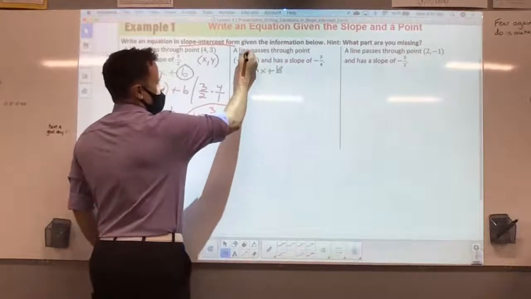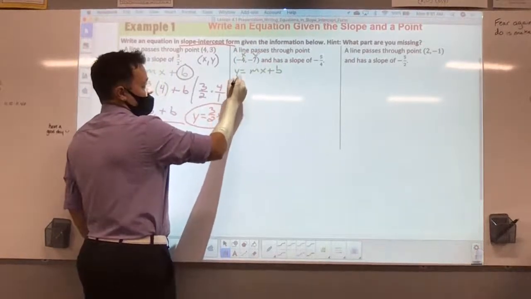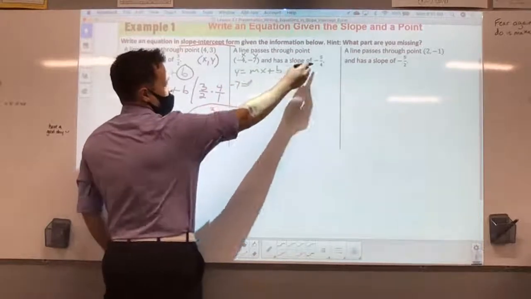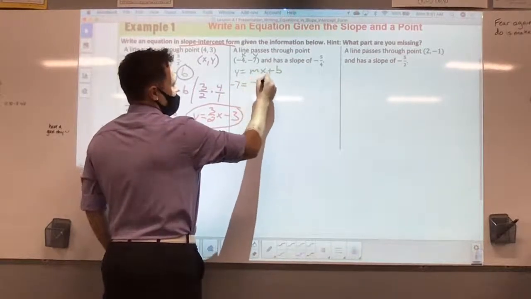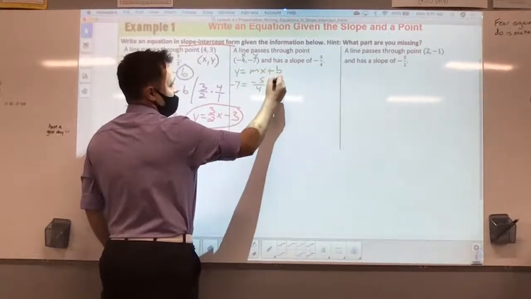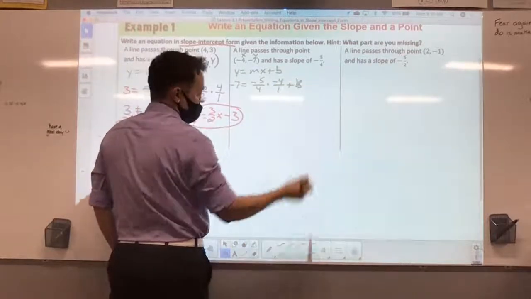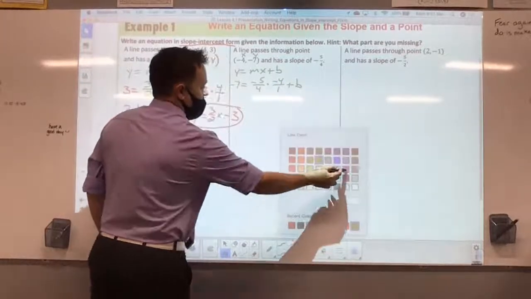All right, what do we know? This is the x. We know that's a y. So your answer here is going to be negative 7 equals your slope, negative 5 over 4, times the x value, which is negative 4. I'll put a 1 over it, plus b. All right, can you guys see?